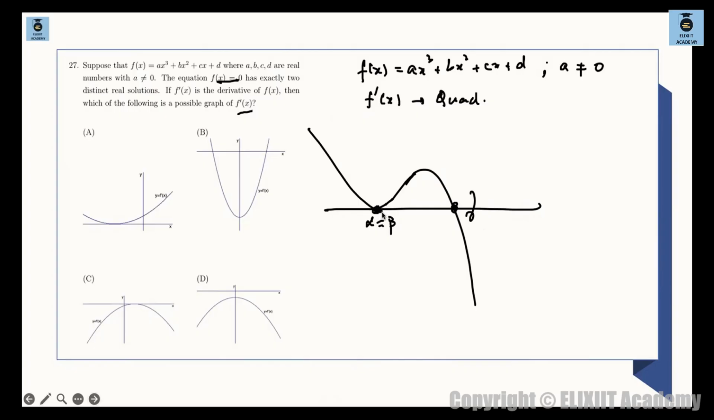Fine. Also, one more similar case can be, likewise, what if the graph is in this way? The graph touches from below. Here it touches and the graph goes in this way. Here also we are having the same condition. Two roots are repeating and the third root is completely distinct.